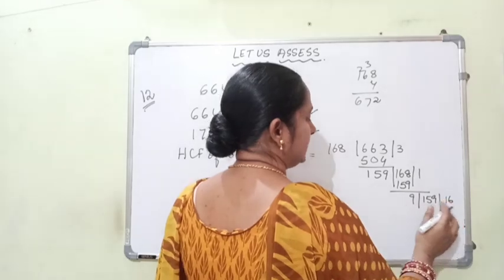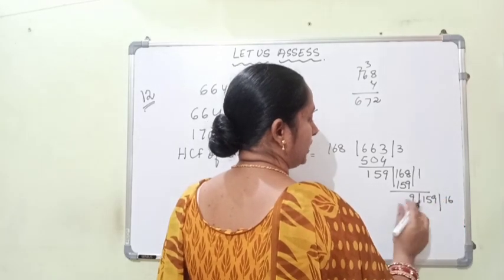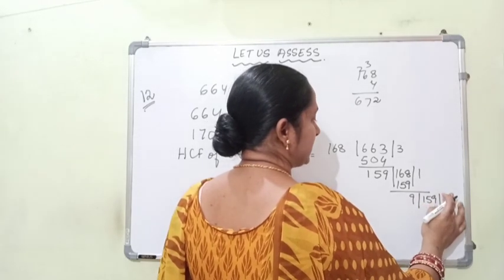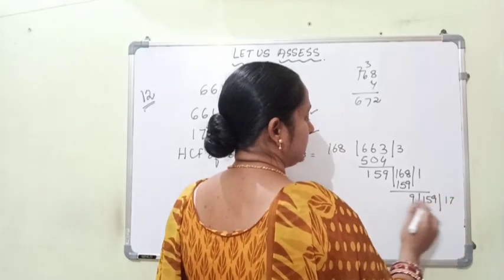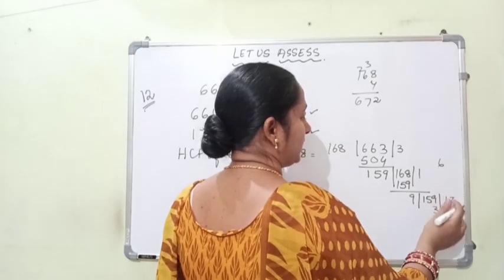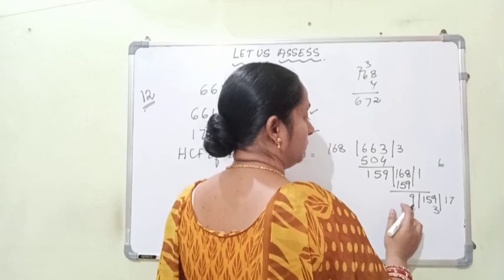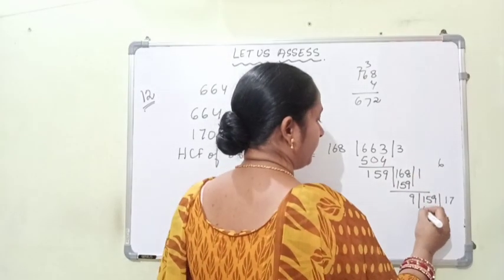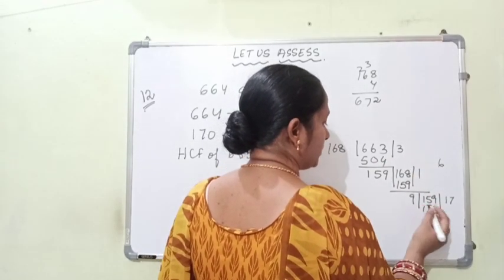9 6's are 54. 9 7's are 63, and 6 carry, 69. 9 6's are 54, plus 15, 153 you get here.